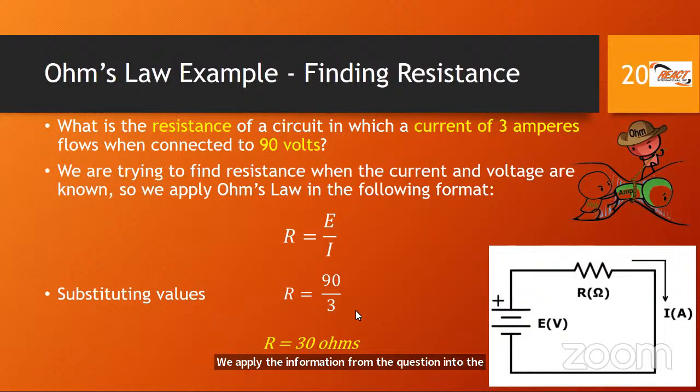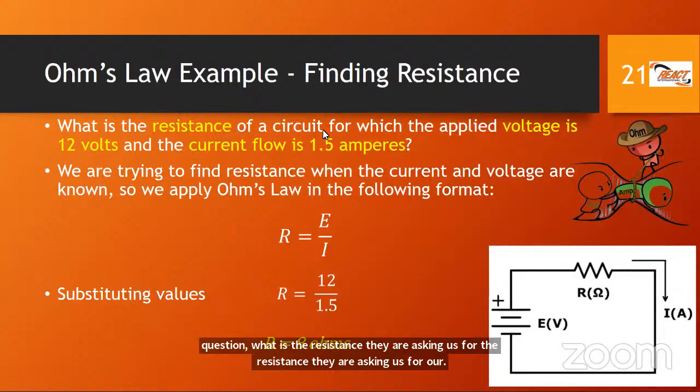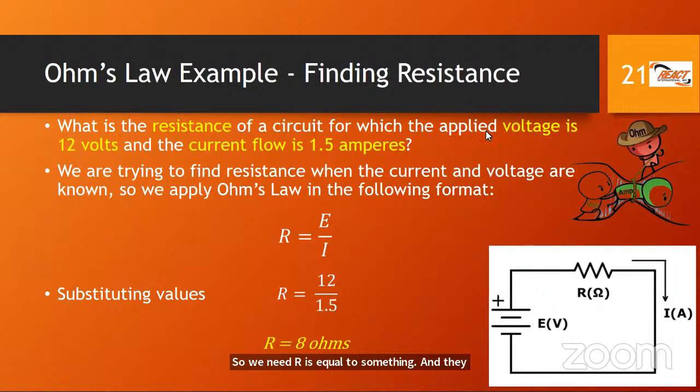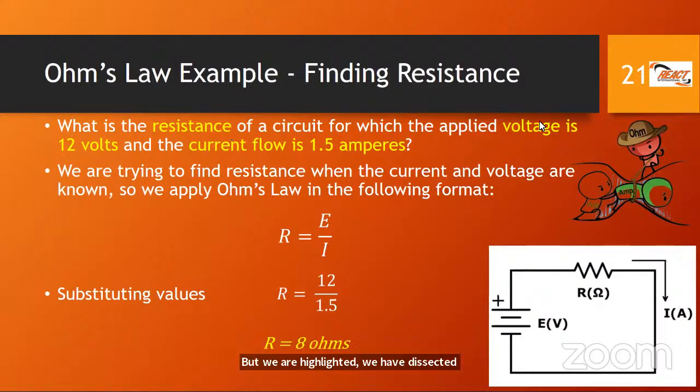Let's do another example. Similar question. What is the resistance? They're asking us for the resistance. They're asking us for R. So we need R is equal to something. And they say that it's a circuit for which the applied voltage is 12 volts. Now they'll try and tie you up by changing how the question looks. But we have dissected the question here for the important information. Resistance is what they want to find out. They're giving us the voltage is 12 volts. And they're also telling us that the current flow is 1.5 amperes.